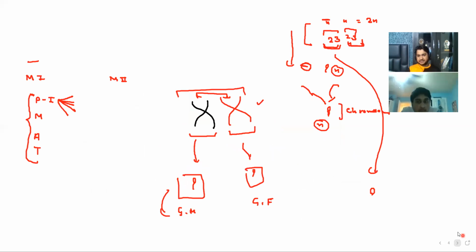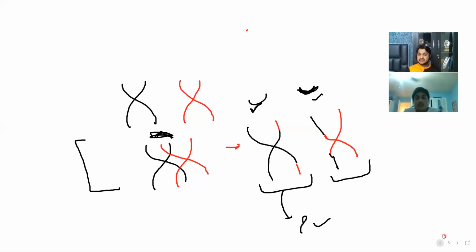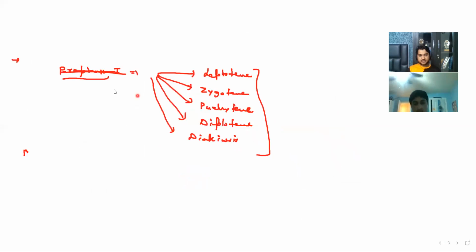So this is how things happen. You know it very well, meiosis brings variation. Because of this, variation will come, right? In a single product, all the products, you will see all the new characters. So you can see that it is prophase one.